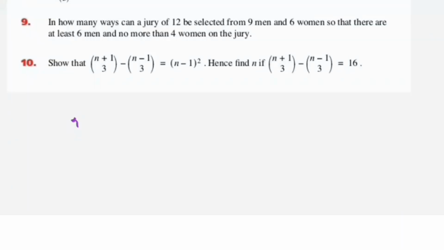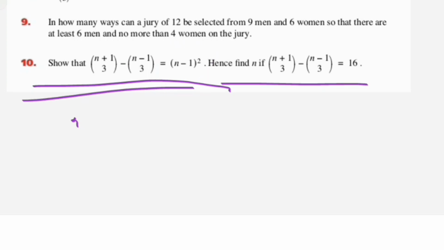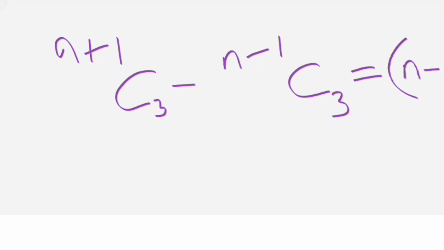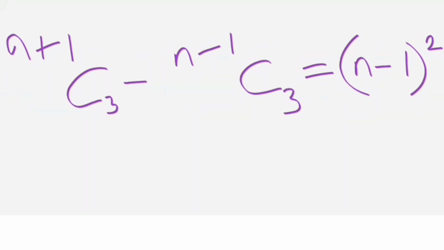For number 10, you have to show that n plus 1 combination 3 minus n minus 1 combination 3 is equal to n minus 1 squared. And if that's true, you should prove this. Okay, now look at how to do it here. Don't forget that n plus 1 3 is the same thing as n plus 1 combination 3. So you can write this whole expression like this here. This is another way of writing it.